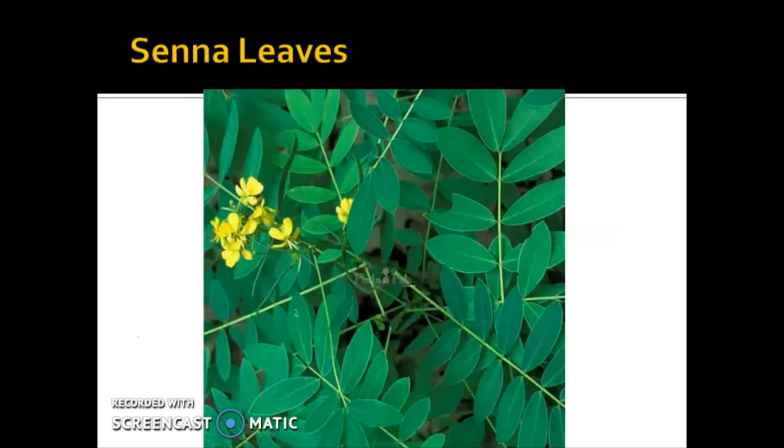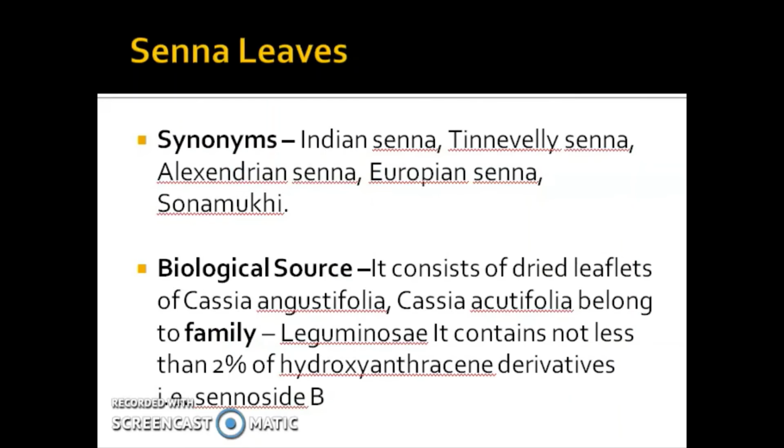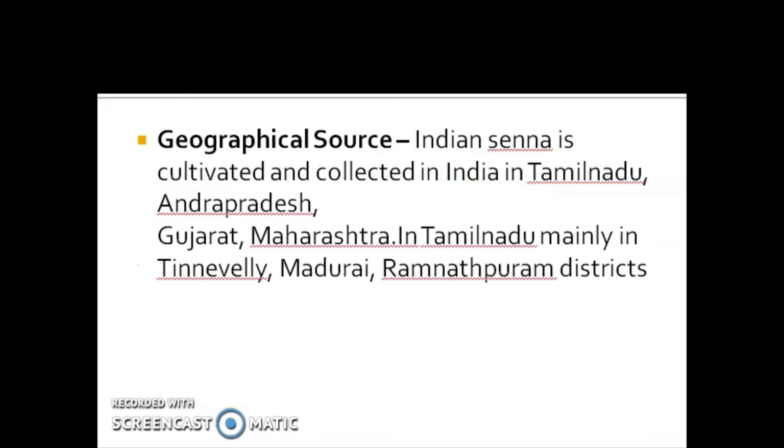Next is Senna leaves. Synonyms: Indian Senna, Tinnevelly Senna, Alexandrian Senna, European Senna, and Sonamukhi. Geographical source: Indian Senna is cultivated and collected in India in Tamil Nadu, Andhra Pradesh, Gujarat, Maharashtra, mainly in Tinnevelly, Madurai, and Ramnathpuram districts of Tamil Nadu.